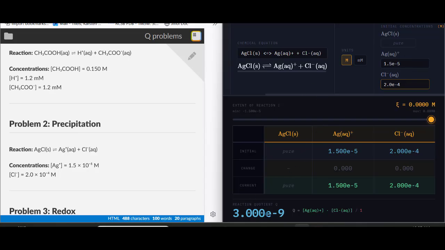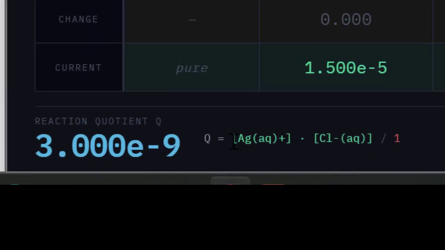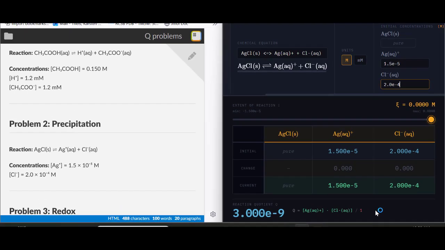And we get 3 times 10 to the minus 9. So Q is very small. Okay. So what did we have to pay attention to? The silver chloride is pure, so we don't have a concentration for that. Oh, here's our formula, right? So what we do is we take the two products, multiply the concentrations by each other, and then we divide by 1. If it were in the opposite direction, you would have 1 divided by. So don't forget the 1. If there's all solids in there as reactants or products, you write 1.